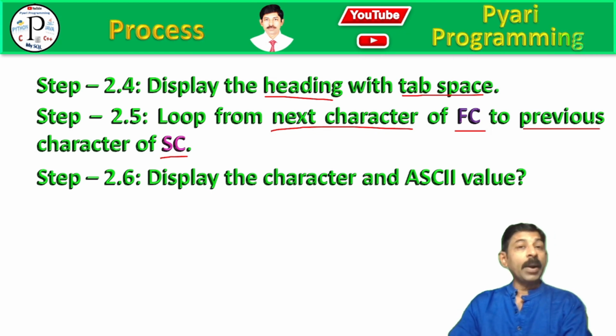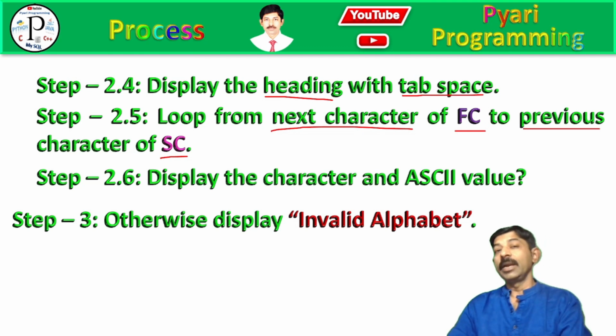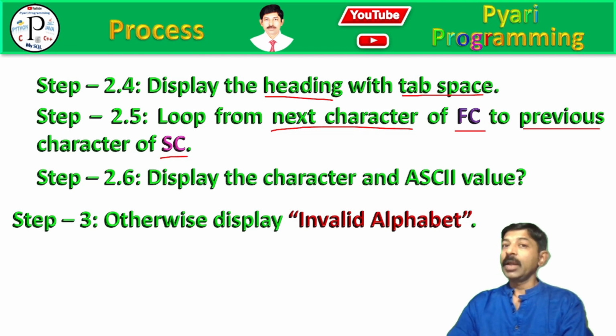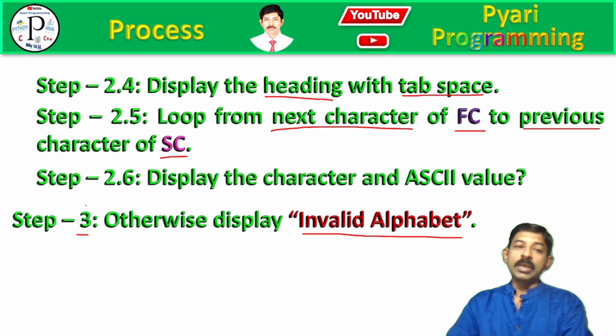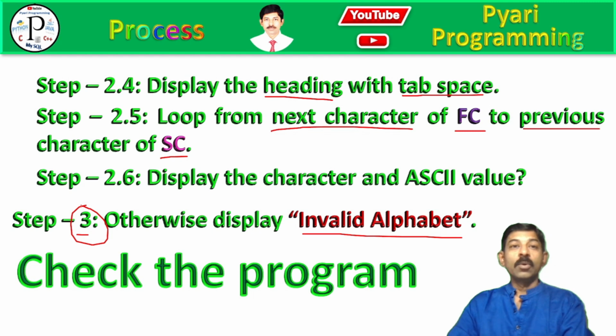Job is over. But one thing is left. It said that if it is not a valid alphabet, I should show an error message. So step 3 will display invalid alphabet. This step 3 is related to the if condition, that is, checking whether the user inputted alphabet is a valid character or not. With this, the process is over, but the program is not yet over. The main focus has to be given to the program.